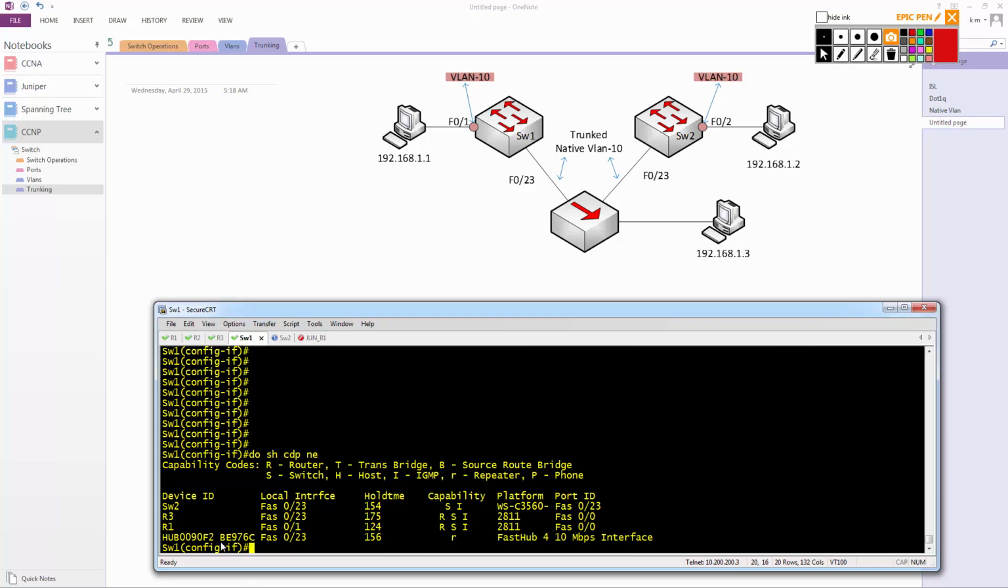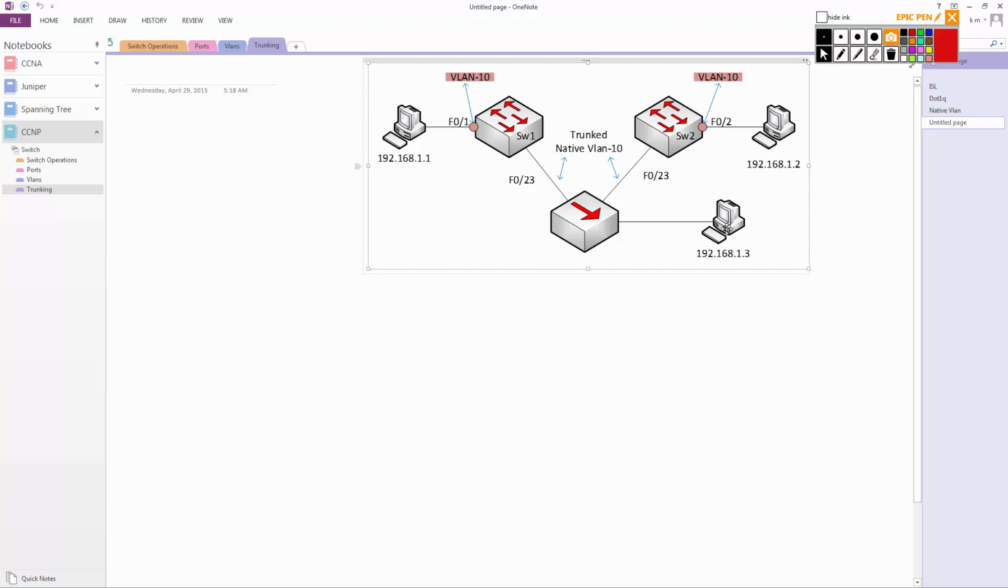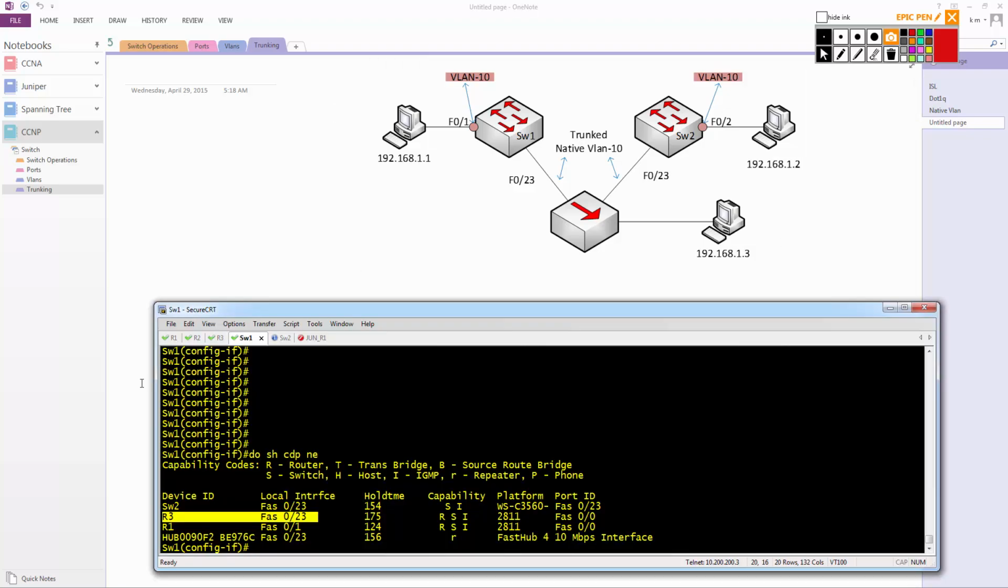You see my hub sitting here. Now remember, we're sitting on switch 1. You see my router sitting here. That should make sense to you. But you also see router 3, which is PC3, this one right over here. I didn't label these like I should, but 1.1 is PC1, 1.2 is PC2, and 1.3 is PC3, which really we're using routers for those PCs.